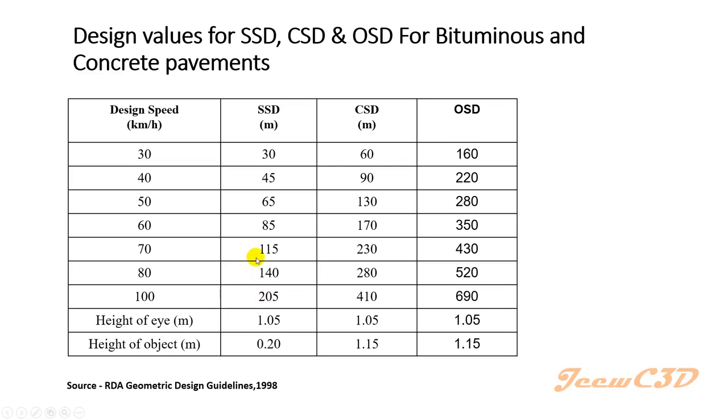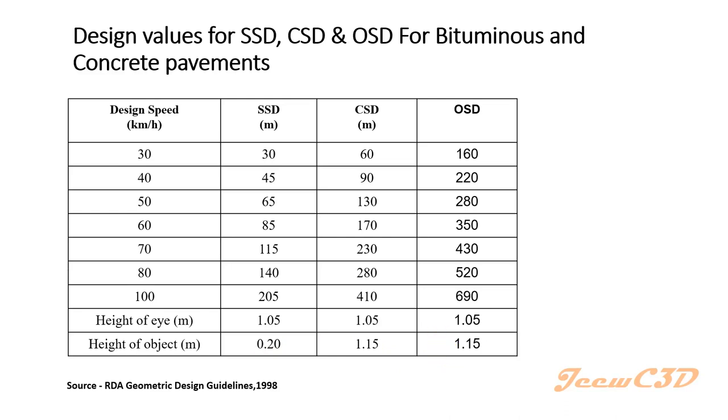Then you can see for a design speed of 40, the stopping sight distance is 45 and the intermediate sight distance is 90. If you see these two, stopping sight distance is half of the intermediate sight distance. In other words, intermediate sight distance is equal to twice the stopping sight distance. So these are the values we have selected to calculate the stopping sight distance and other sight distances.